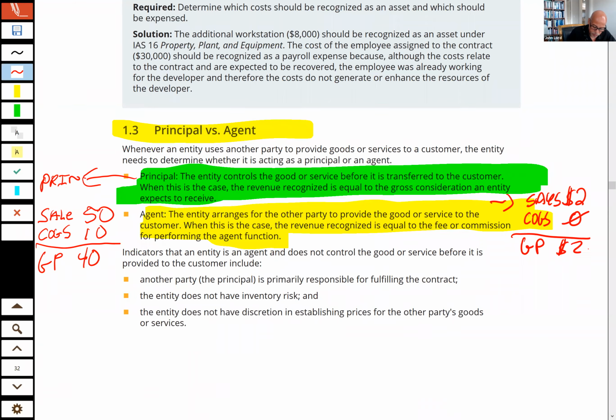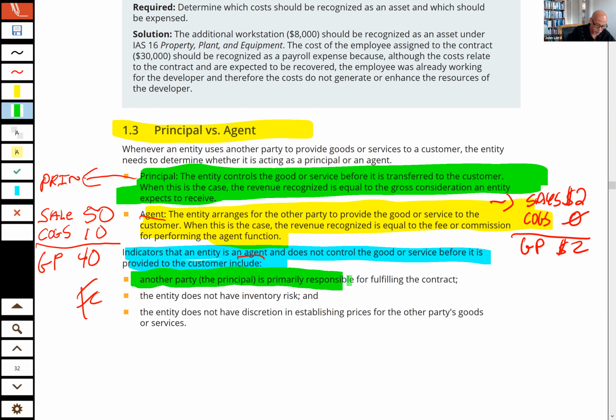Okay. So taking a look then, how will I know if I am the agent or if I am the principal here? Okay. And to determine that you are an agent, this is the criteria for agent here. Okay. That we're an agent. There it is. Okay. Flashcard. Another party is primarily responsible for fulfilling the contract. That would be the driver. The entity does not have inventory risk.